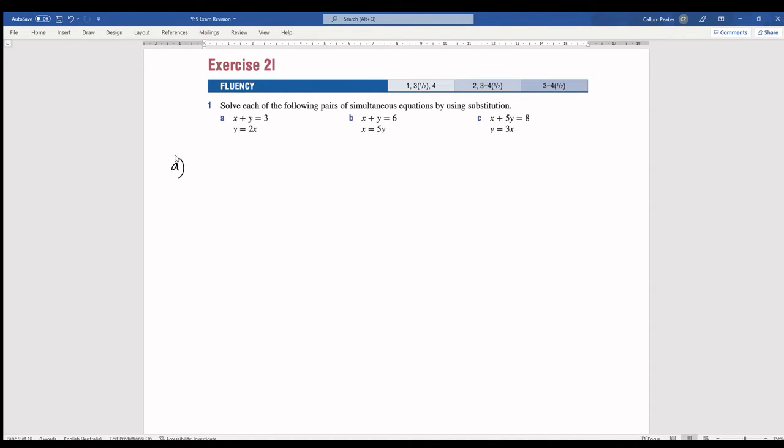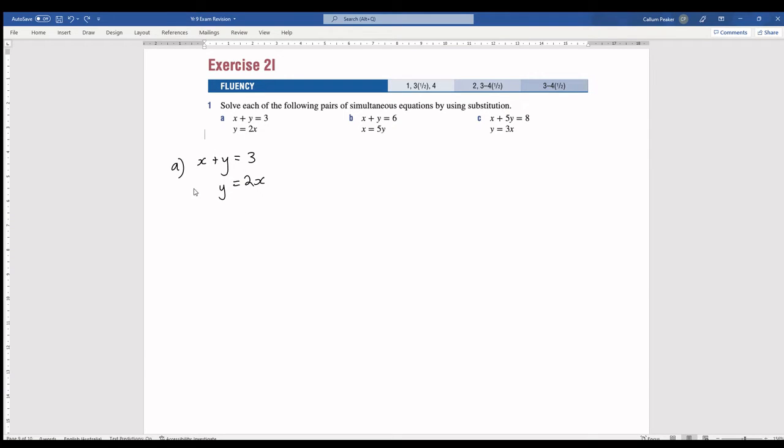So we're being asked to solve each of the following pairs of simultaneous equations using substitution. So I'll write down my equations. I've got x plus y equals 3, and we have y is equal to 2x. And if you recall, when we use substitution, if we know what y equals, this being the term 2x, we can just take that 2x and substitute it in every time we see a y in any other equation.